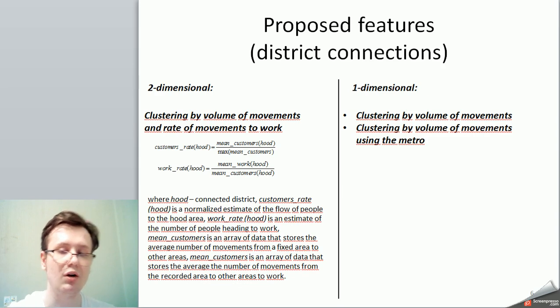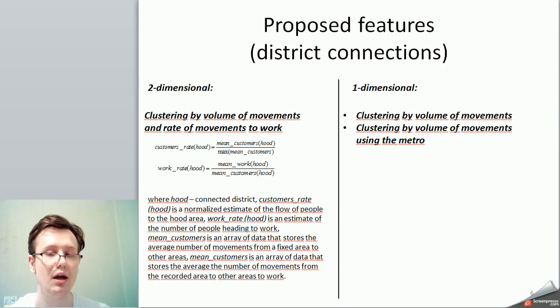For clustering of connections between districts, we propose two-dimensional feature spaces. The first feature is the total volume of movements between districts. The second one is the volume of movements to work. Formulas for calculating these features are presented on the left side of the slide.